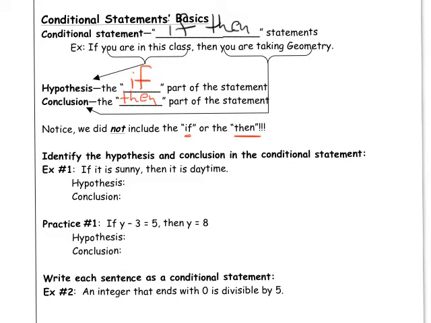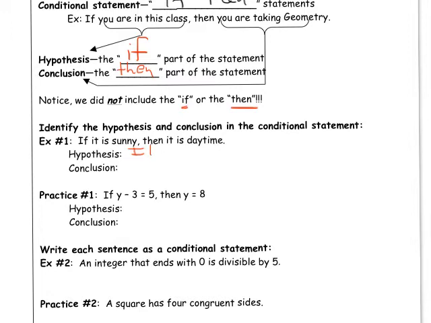Identify the hypothesis and conclusion in the conditional statement. Example number 1. If it is sunny, then it is daytime. Hypothesis: I don't include the if part there. Instead, I only include the "it is sunny" part in the hypothesis. And the conclusion then is just "it is daytime." So I only use the part after the if for the hypothesis, and I only use the part after the then for the conclusion.